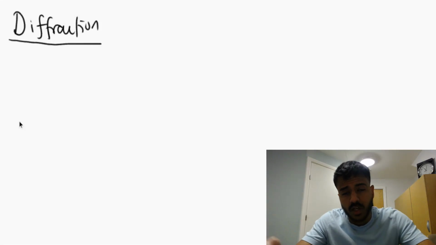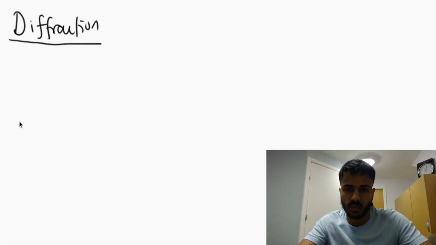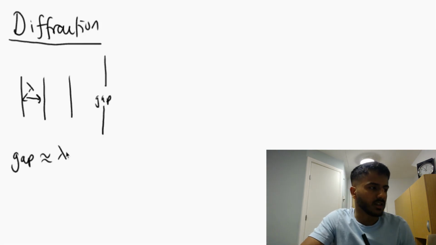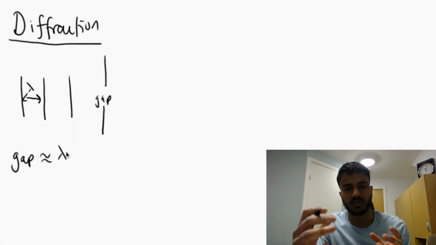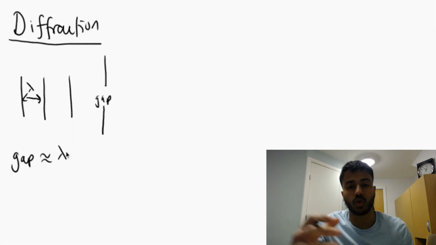So today we're going to be looking at a phenomenon called diffraction, and diffraction can happen to any kind of wave. So what is it? Let's say I had these waves coming along here and their wavelength was, let's say, lambda. Now I have this gap here, and the separation of that gap is roughly equal to lambda. It's around the same order of magnitude.